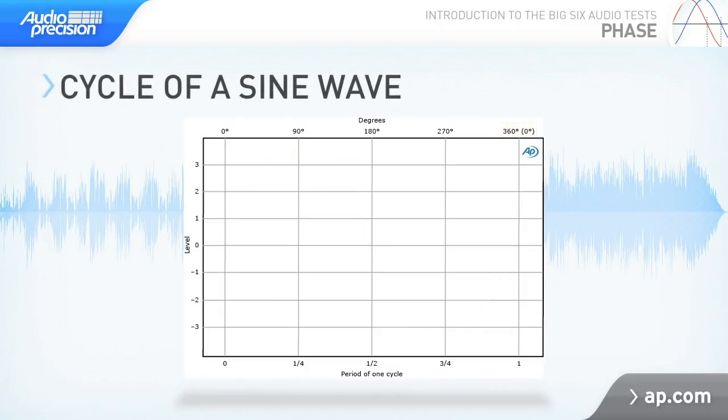The cycle of a sine wave begins at 0 degrees at a level of 0. The wave rises to its positive maximum at 90 degrees, 1/4 of its period. At 1/2 period, or 180 degrees, it has fallen back to a level of 0. The wave continues to its negative maximum at 270 degrees, 3/4 of its period. Finally, it rises back to 0 level. This point can be described as the end of a cycle at 360 degrees, or as the beginning of the next cycle, back to 0.